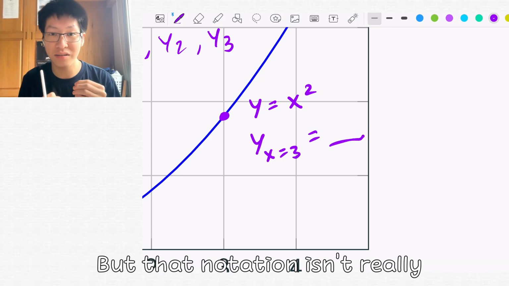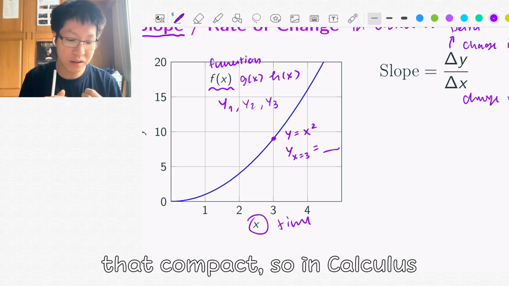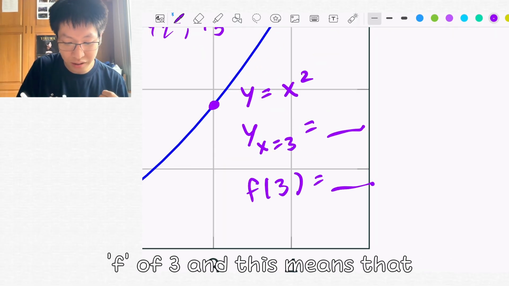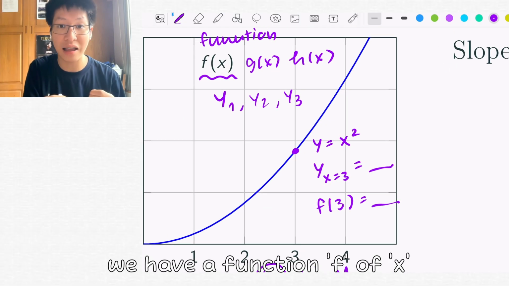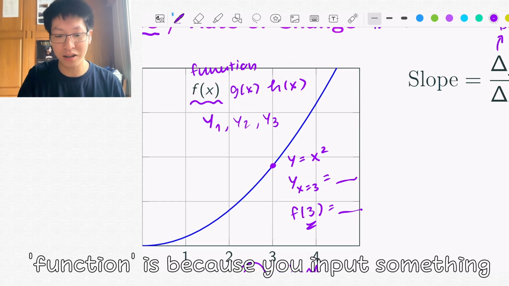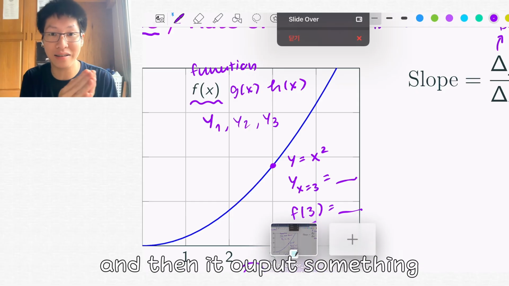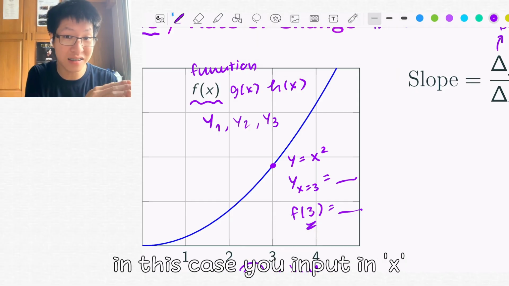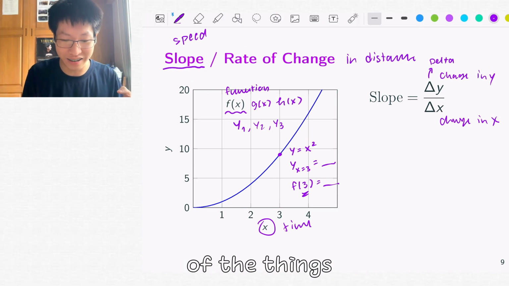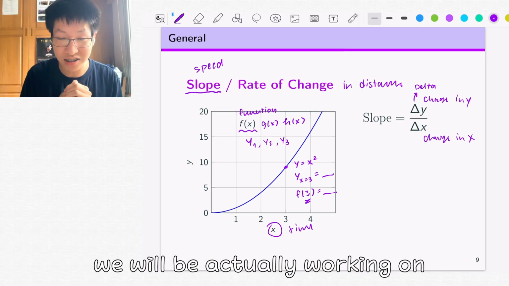But that notation isn't really that compact. So in calculus, a lot of times we just denote this as f of 3. And this means that we have a function f(x) and we evaluate it at x equals 3. The reason it's called a function is because you input something and then it outputs something. In this case, you input x and its output is y or something like that. So that's a bit of an overview of the things we will be working on.